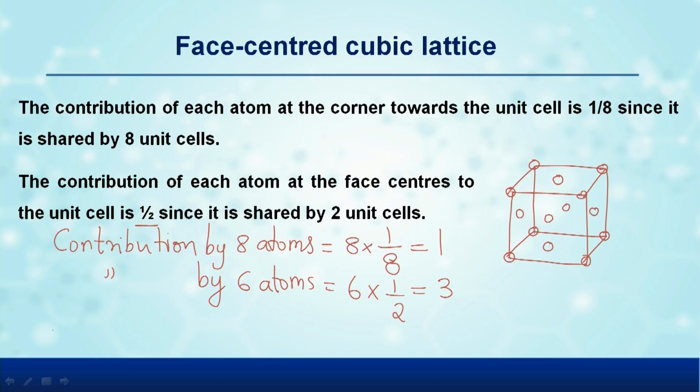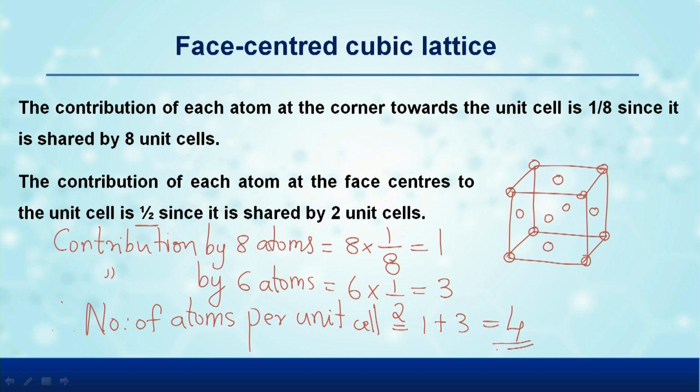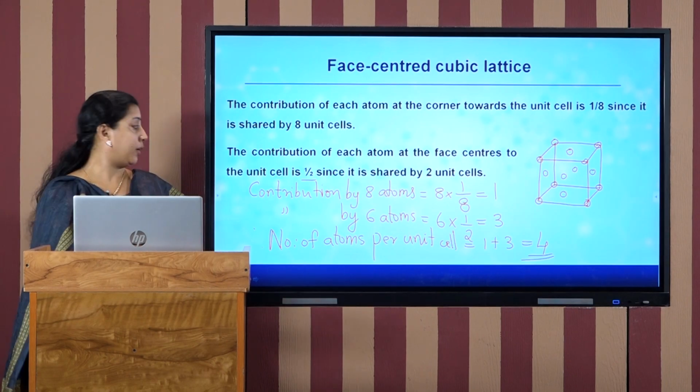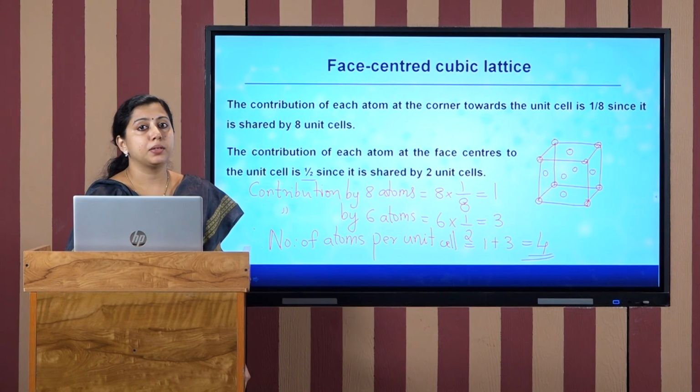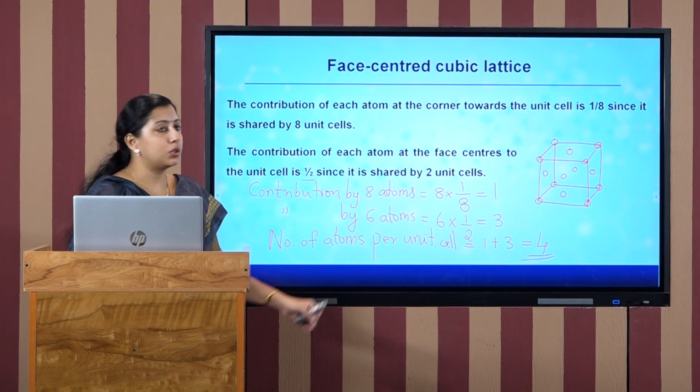So, therefore, the number of atoms per unit cell, that is for a face centered unit cell, is equal to 1 plus 3. So, that is equal to 4. Okay. So, thus we have found out the number of atoms per unit cell in a face centered cubic system. So, that is equal to 4.